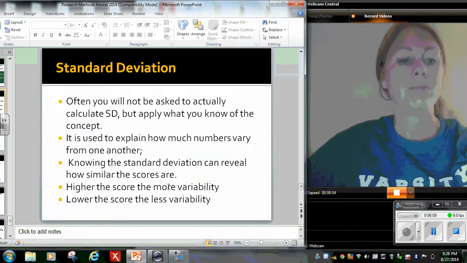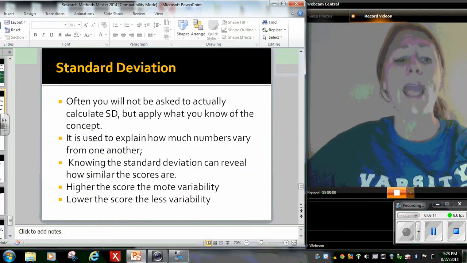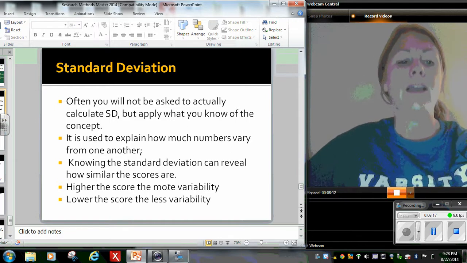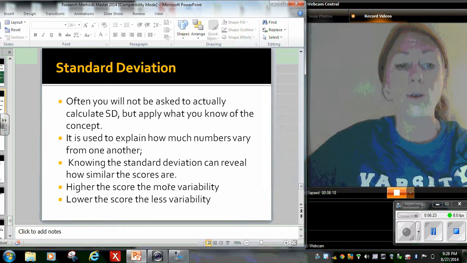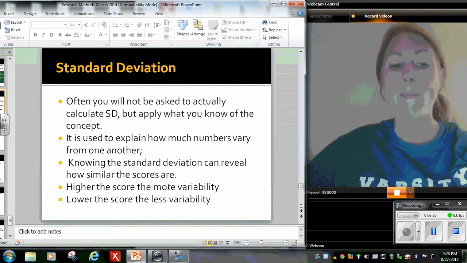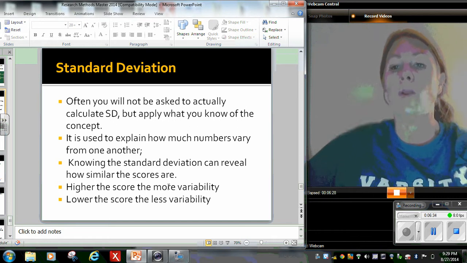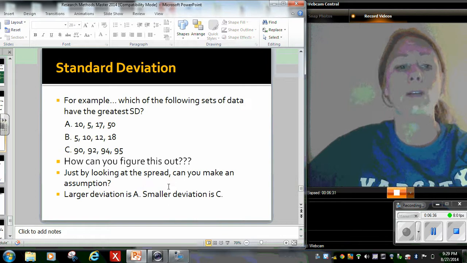Could be. All right. Often you will not be asked to calculate the standard deviation, but apply what you know about the concept. It is used to explain how much the numbers vary from one another. Knowing the standard deviation can tell you how similar the scores are. Right? Like I said, the higher the deviation, the more variety in the scores. The lower the variability, the lower maybe the variety of the scores.